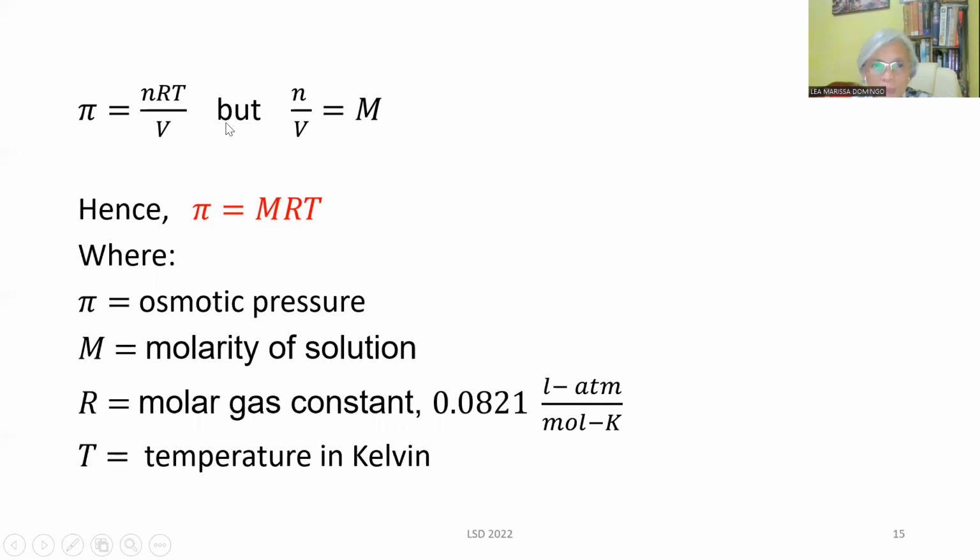But note that the number of moles divided by volume in liters is equal to the molarity. And therefore, we can substitute this with M. So yung n over V magiging M. So magiging MRT. So madaling tandaan. Osmotic pressure is equal to MRT, where M is the molarity, R is the molar gas constant with value of 0.0821 liter atmosphere per mole Kelvin. Hindi yan minus liter atmosphere mole Kelvin. And then T is temperature in Kelvin.